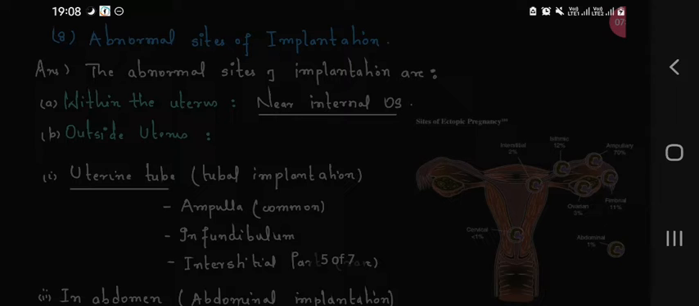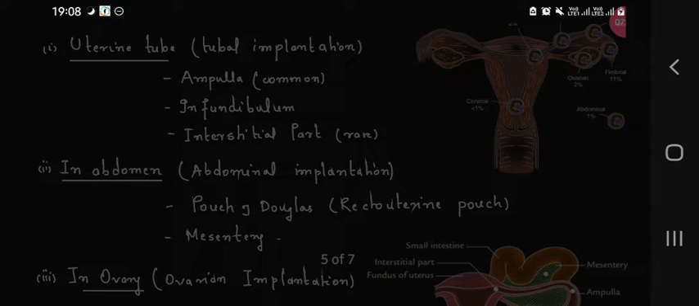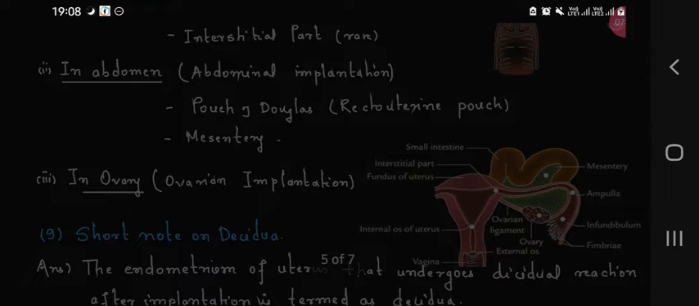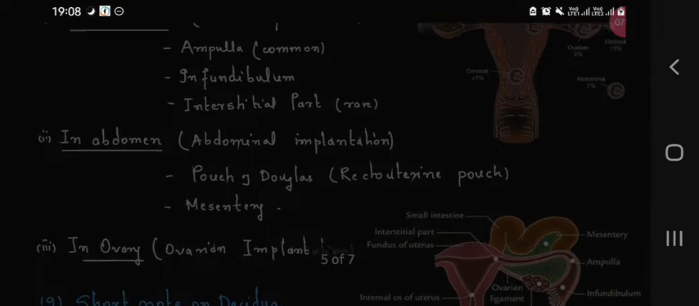Abnormal sites of implantation. The abnormal sites of implantation are within the uterus, near internal os; outside the uterus, uterine tube, tubal implantation, ampulla, infundibulum, interstitial part, rare. In abdomen, abdominal implantation, pouch of Douglas, retrouterine pouch, mesentery. And ovarian implantation.